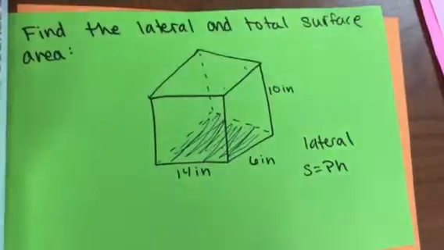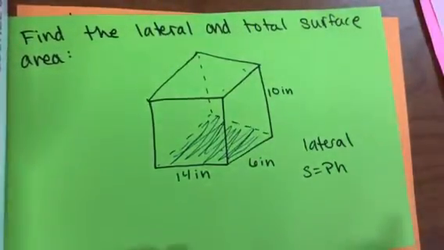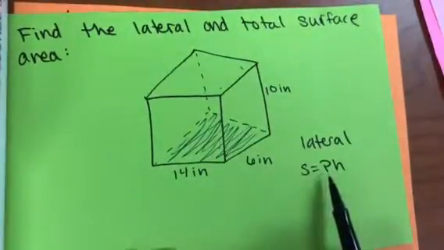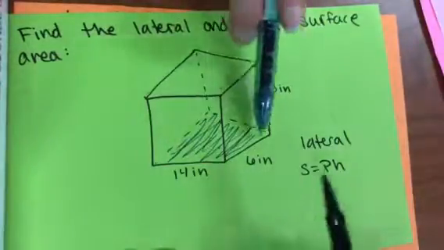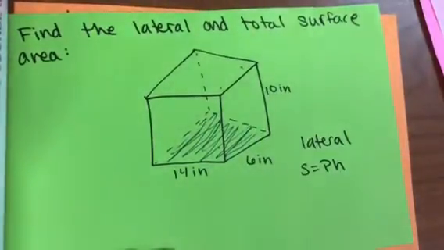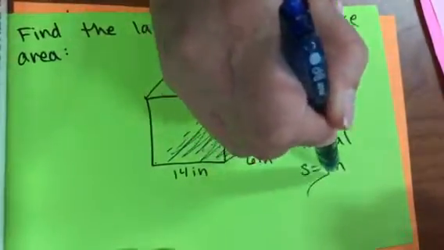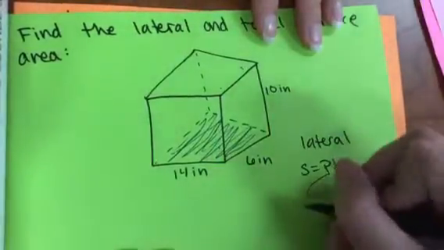So we've got 14 and 6 as our base. It's our length times our width, our base times our height, however you want to word it. I know you guys have heard them both. We're finding the perimeter. How do I find the perimeter? I'm going to have to add all 4 sides, so 14 plus 14 plus 6 plus 6. Isn't 14 plus 6 20? Yes. So 20 plus 20?